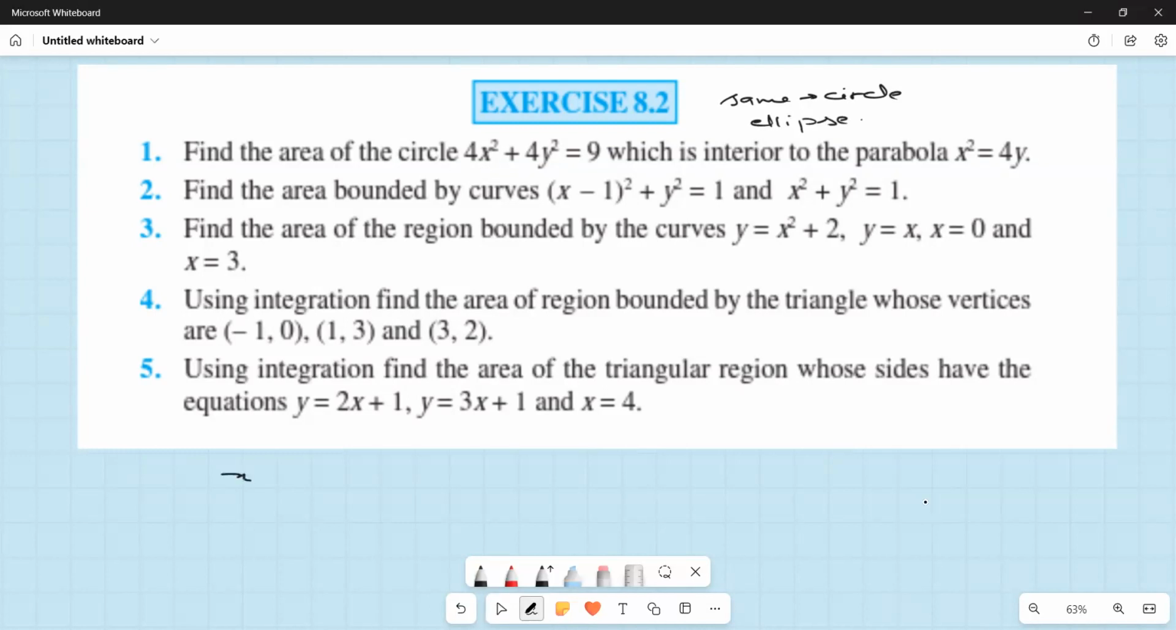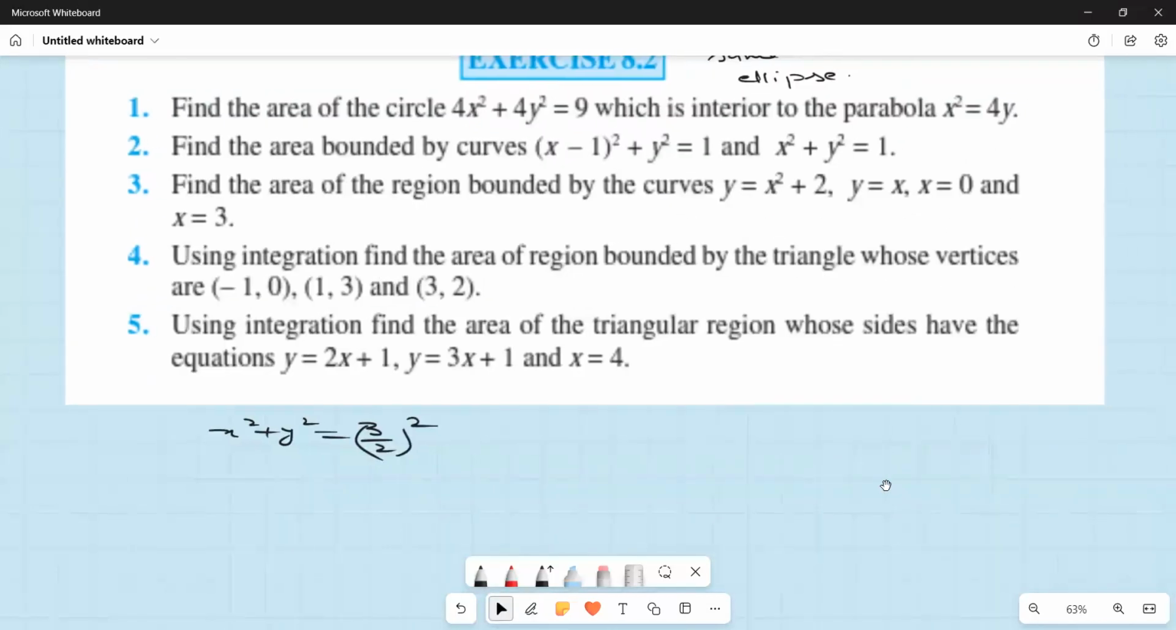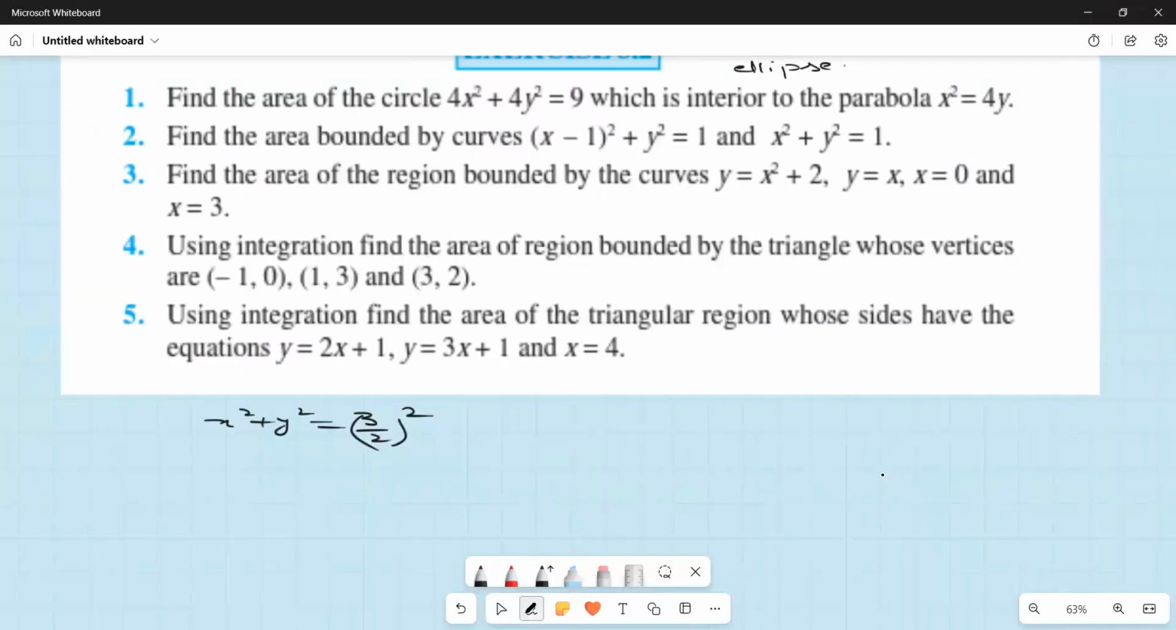So I am getting x square plus y square is equal to (3/2) square. Right now, 9 by 4 is (3/2) square. So radius is equal to 3 by 2, which means 1.5. And x square is equal to 4y is the upper side parabola. So we are getting the equation like this. Area of the circle is this.